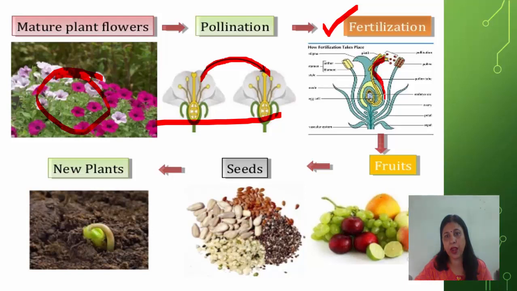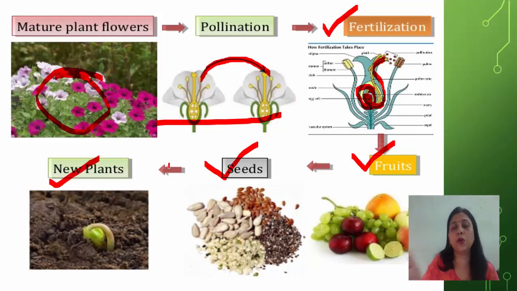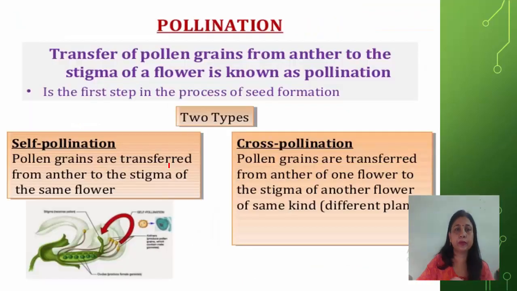Pollen tubes are formed and the male nucleus is entering the ovary and fertilizing the ovule, and a zygote is formed. After that, fruits are formed. Inside the fruit, there are seeds, and from the seeds, new plants are grown. So this is the whole cycle, or whole steps, of sexual reproduction in plants.